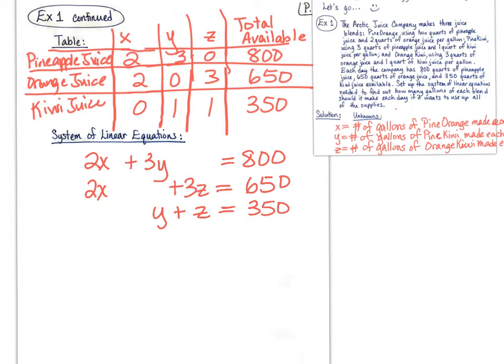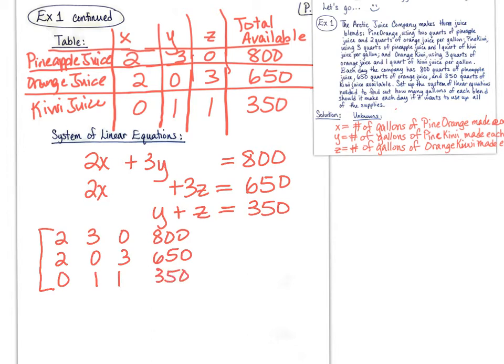Then you can put that into a matrix form and then you could row reduce it. So you would put this into this form. You would have 2, 3, 0, 800. You would write the augmented matrix. Then you would have 2, 0, 3, 650. Then you would have 0, 1, 1, 350. And you would go through and row reduce it and solve it.